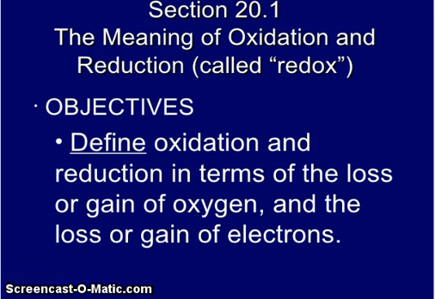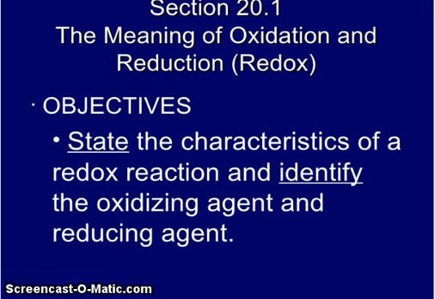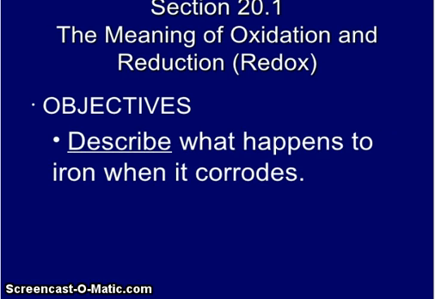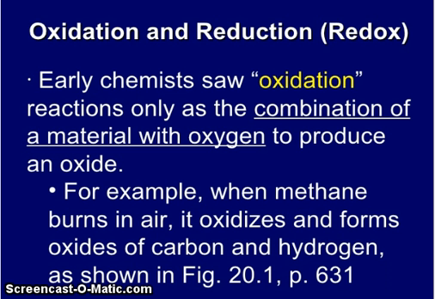Define oxidation and reduction in terms of the loss or gain of oxygen and the loss or gain of electrons. State the characteristics of redox reactions and identify the oxidizing agent and reducing agent. Describe what happens to iron when it corrodes.